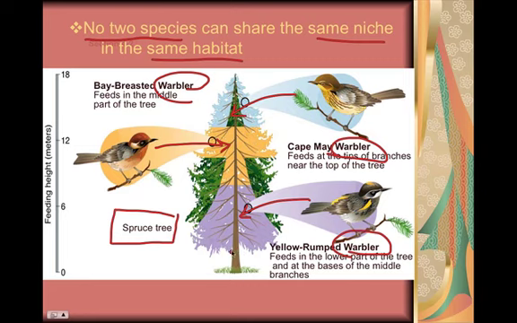So there's no competition going on here. They're all living together in the same habitat, but in different sections of the tree. Different species can occupy niches that are very similar. And as you can see, that's happening here.